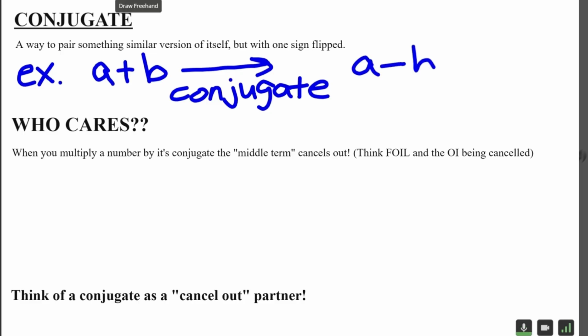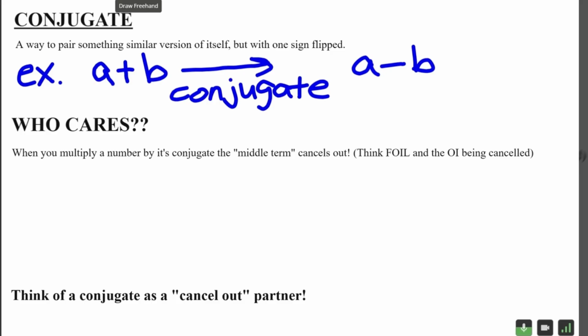Where are the similarities here? Well, the terms A and B are there, right? So there's the similarity. Where's the difference? Where's this one sign flipped? Well, the sign is right here. We went from A plus B to A minus B, right? So it's very similar, A and B, but we're flipping the sign, going from addition to subtraction.